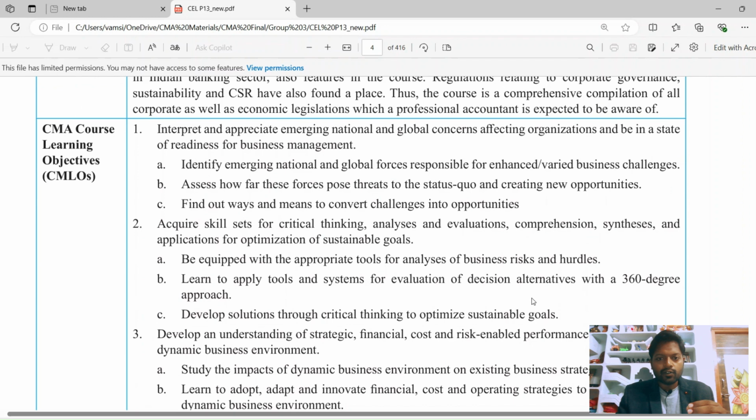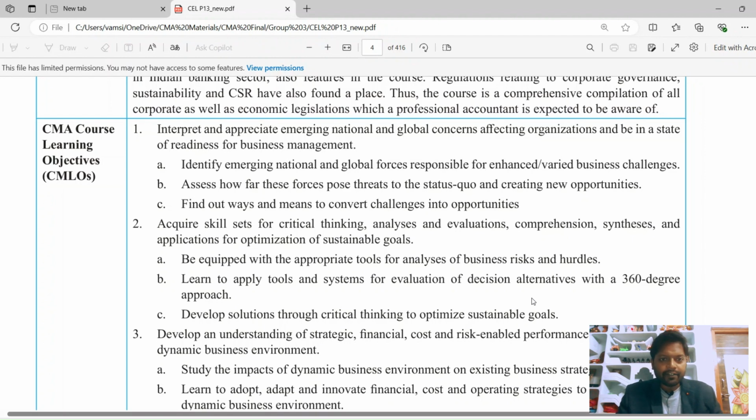What are the objectives behind learning this subject? Every student must understand the objectives before learning that particular subject. So coming to this subject, what are the objectives? We'll have a look. First one, interpret and appreciate emerging national and global concerns affecting organizations and be in a state of readiness for business management. So one, after becoming a professional, should be ready for business management.